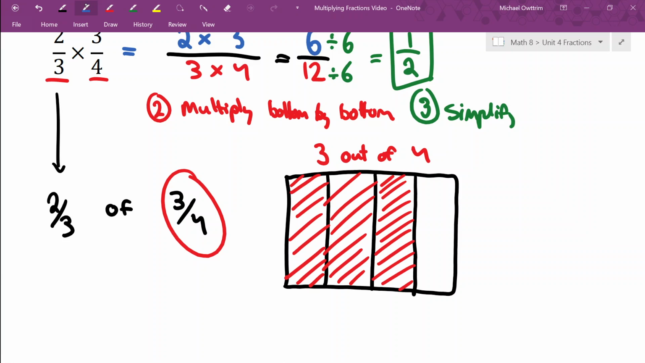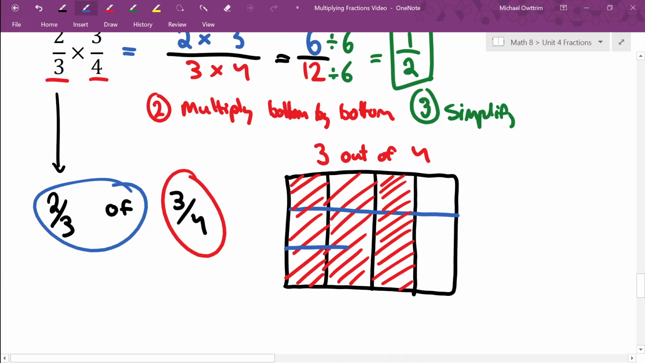I don't want all of that 3/4, I only want 2/3 of that 3/4. And what that means is split that drawing into 3 parts. So I got 1, 2, 3 equal parts. And I need to take only 2 of those parts. Only 2 of them are important to me. So here's 2 of those 3 rows that are important.